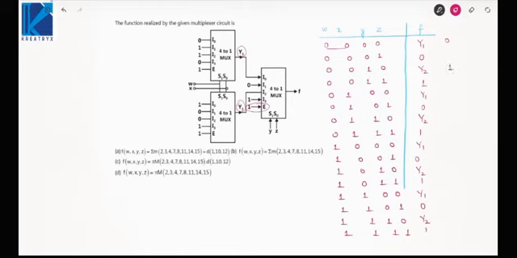Okay. When WX are 0, 0, 1, Y1 will be 1. When W and X are 0, 1, Y1 will be equal to I1, that is 0. Y2 will be I1, that is 0. When WX are 1, 0, Y1 will be I2, that is 1. When WX are 1, 0, Y2 will be I2, that is 0. When WX are 1, 1, Y1 will be I3, that is 0. And when WX are 1, 1, Y2 will be I3, that is 1.